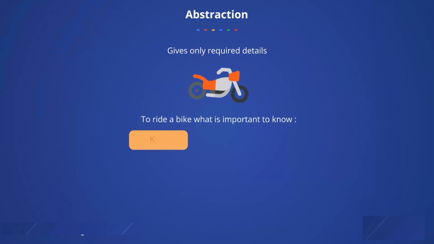Now, what does abstraction mean? Abstraction simply means you will give only the details required, and you will not worry about the details that are not necessary to you. For example, if I want to drive a bike, what is the minimum thing I need? In order to drive a bike, all I need to know is how to kick-start it, how to accelerate it, and how to handle the steering.